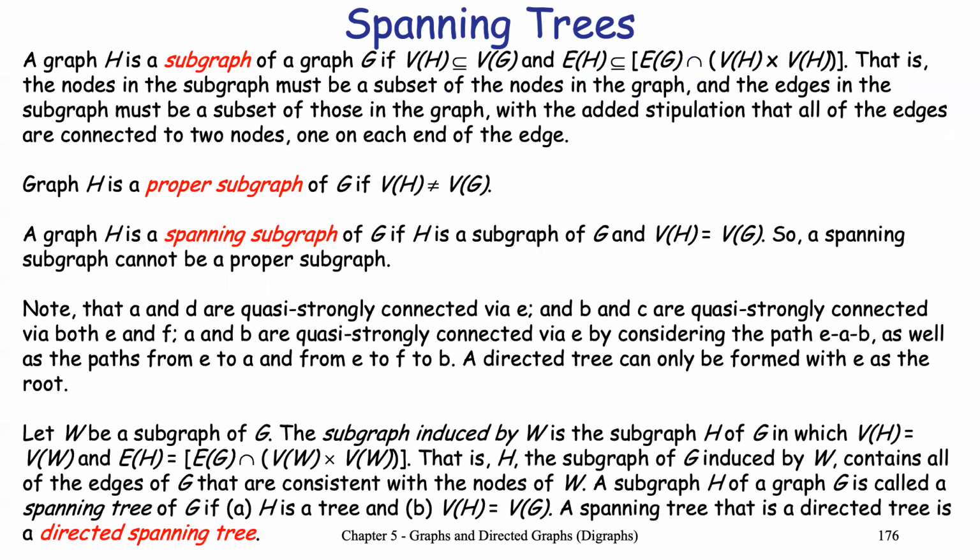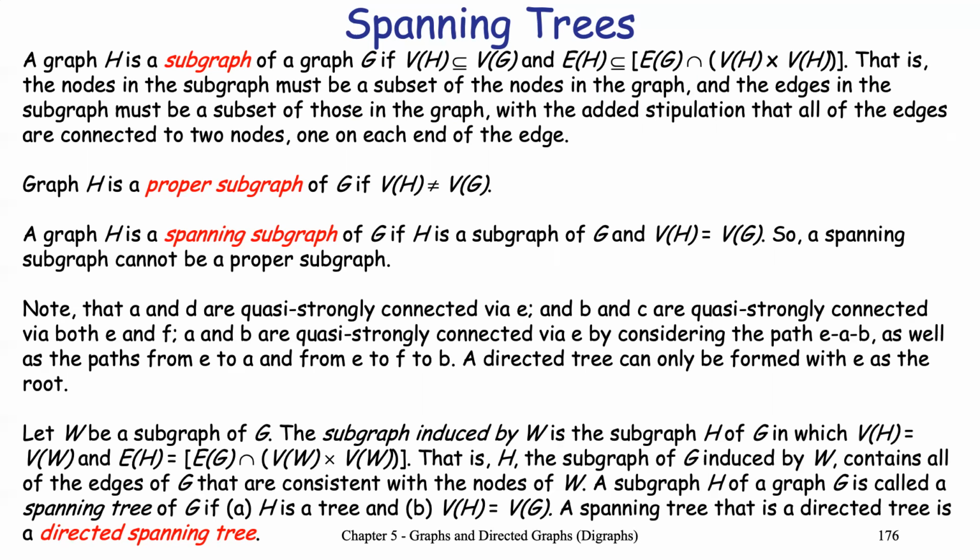A spanning tree that is a directed tree is a directed spanning tree. So now we're introducing this idea of spanning as well as directed. A graph H is a subgraph of graph G, that is, the nodes in the subgraph must be a subset of the nodes in the graph, and the edges in the subgraph must be a subset of those in the graph, with the added stipulation that all of the edges are connected to two nodes, one on each end of the edge.